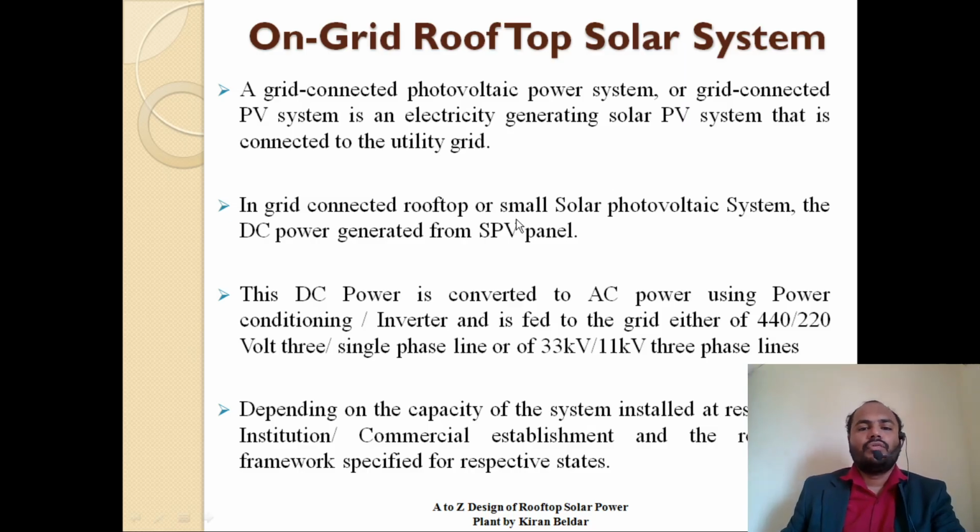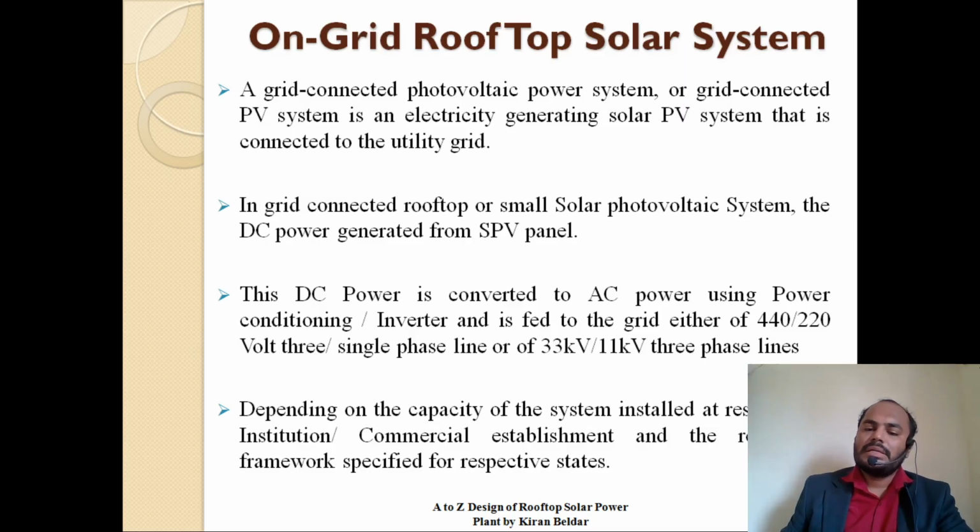In a grid connected rooftop or small solar photovoltaic system, the DC power generated from the SPV panels is converted to AC power using a power conditioning unit or an inverter and is fed to the grid, either of 440 volt or 220 volts, either 3-phase or single phase line, or of 33 kilovolt or 11 kilovolt 3-phase lines. It depends on the size of the power plant in which we are generating the power.